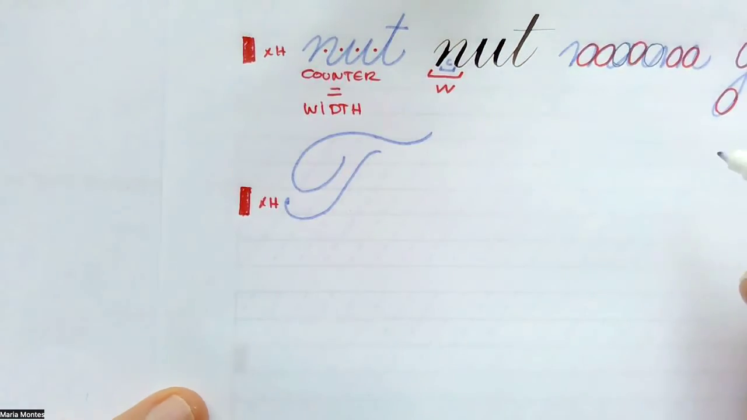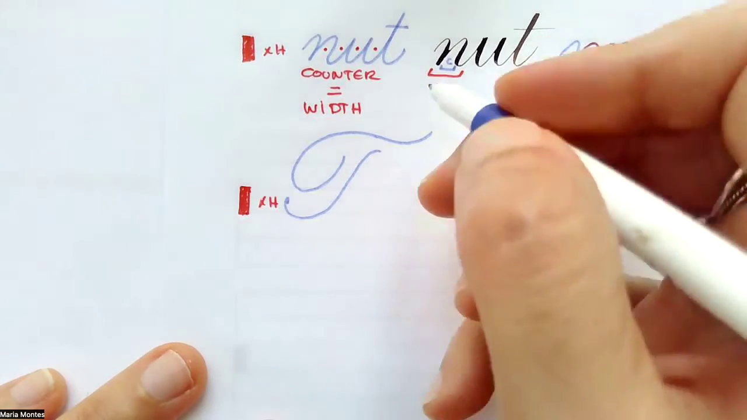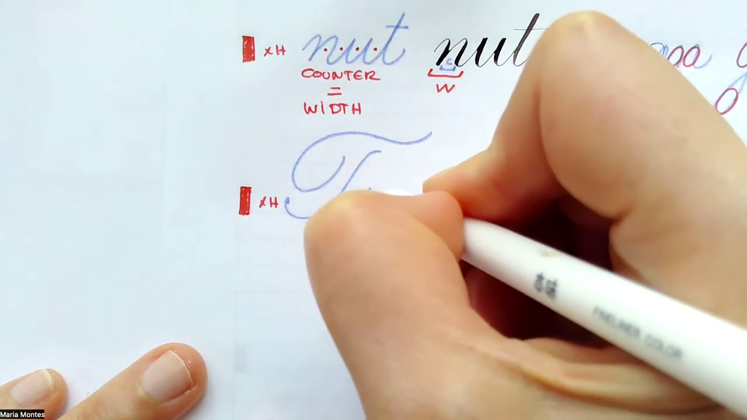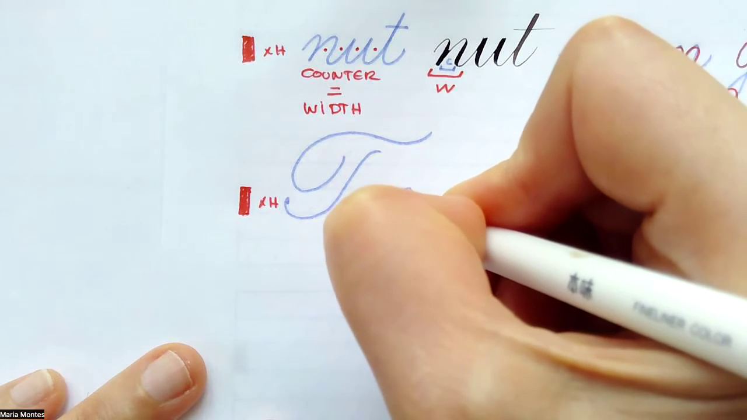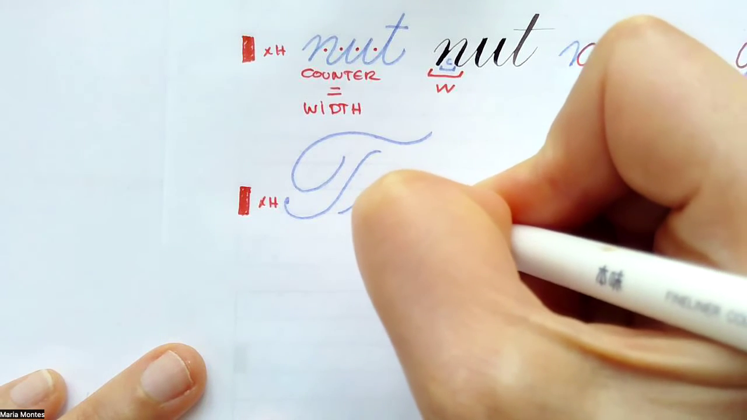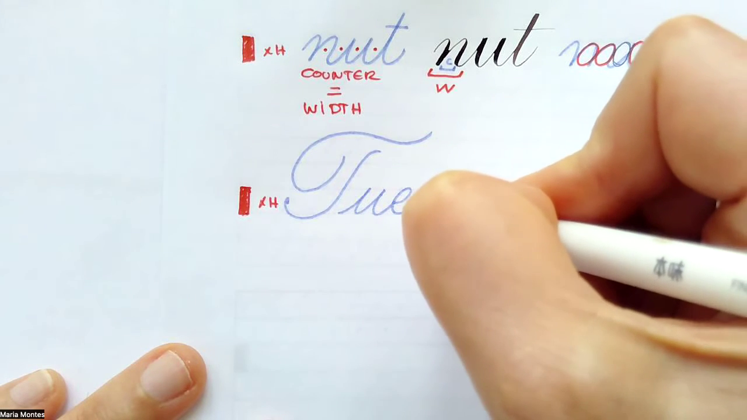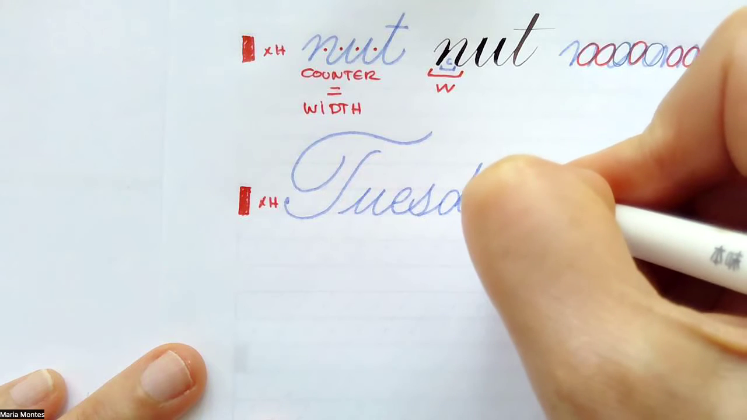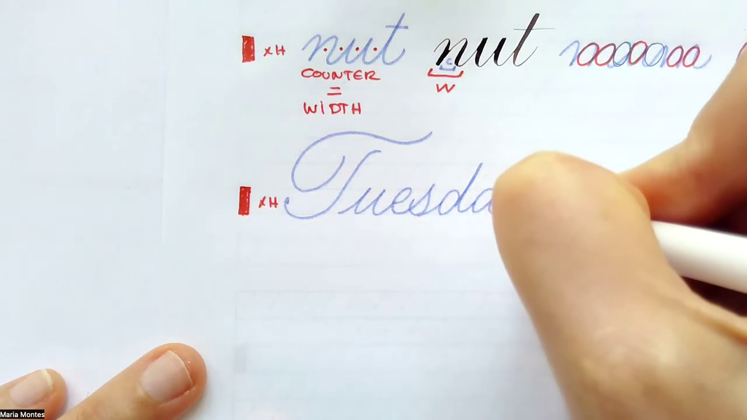Okay. And then I'm going to first write the word with the regular spacing. So the U, and then the E, and my S, A, and the Y.